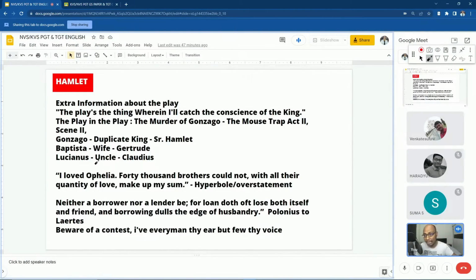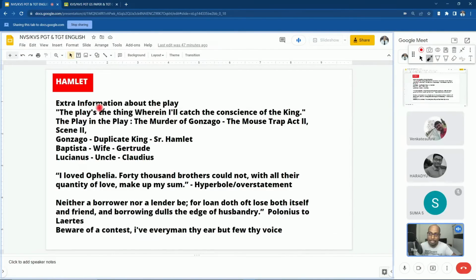Yes sir, yes sir. In that play, now there are 3 characters, and these 3 characters are acting like the original characters in the Hamlet play. So Gonzago is the king of Hamlet, or he is duplicating senior Hamlet. That is why The Murder of Gonzago. What is the title of this play in the play? The Murder of Gonzago.